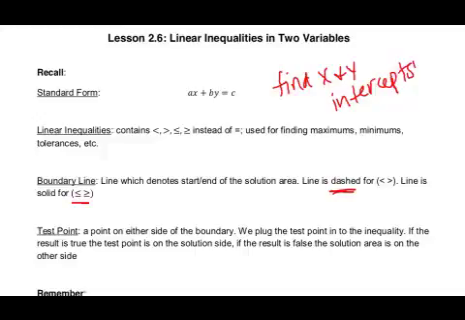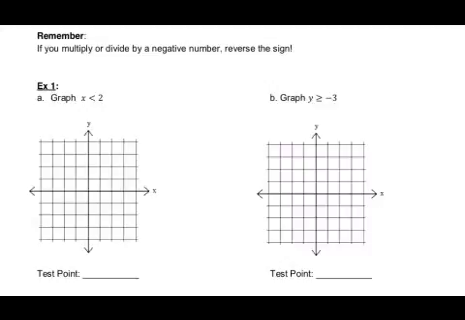Now, as always, we can check to see that our solution makes sense, and we can use test points to tell whether our shaded area, our solution, is correct. So we can plug the test points into an inequality. If the result is true, then the test point is on the solution side. If the result is false, then the solution area is on the other side. So again, we can just use these points to test to see that we have the correct solution. Another key thing to remember is that if we multiply or divide by a negative number, we have to reverse the symbol. So for number 1, we're going to graph x is less than 2.